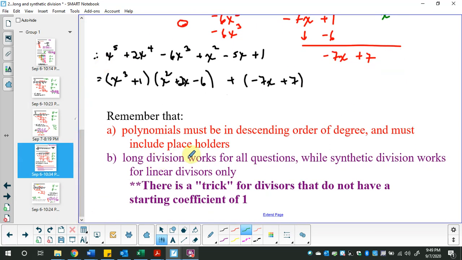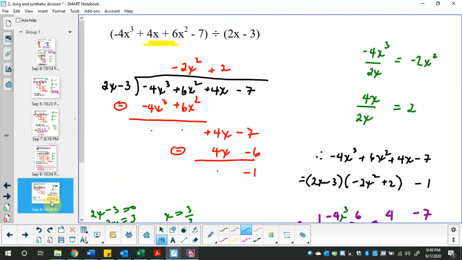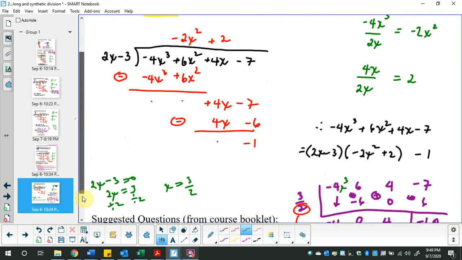So when I look at this little statement, which was in the first and second notes for division, long division works for all questions. Synthetic division works for linear divisors only. When you have a linear divisor that does not have a starting coefficient, you have a trick, and that trick is to divide by whatever the denominator of the fraction is. Or, if you choose to look at it this way, whatever the coefficient of the divisor is. So I will leave it like that.